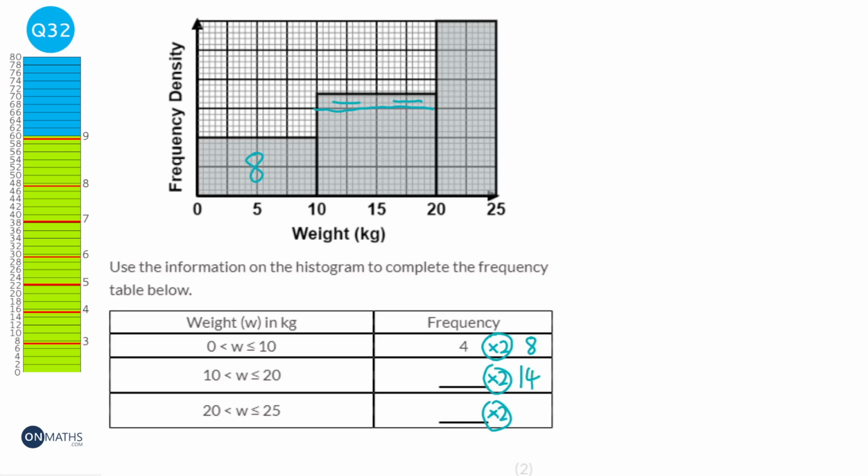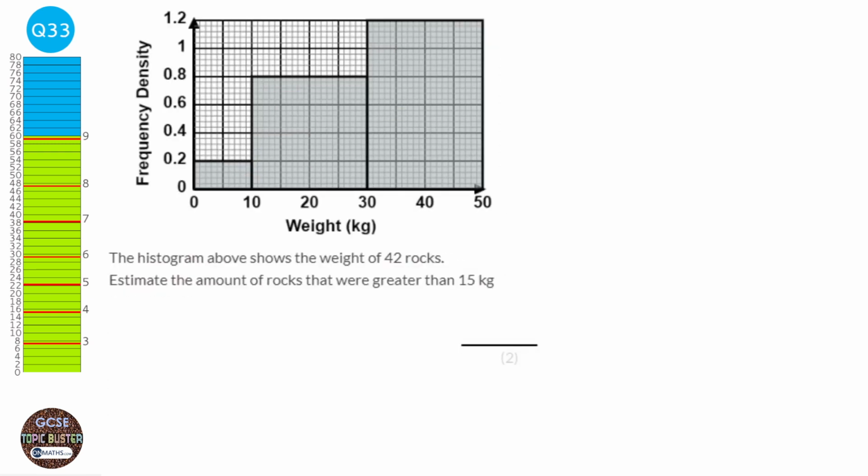Now, to get from the frequency to the amount of squares, we times by 2, so obviously the other way around we divide by 2, so that would be 7. And counting the next squares, where it's 6 high and 2 across, that would be 12. So we divide by 2 to find out the answer is 6. So the frequencies are 7 and 6.